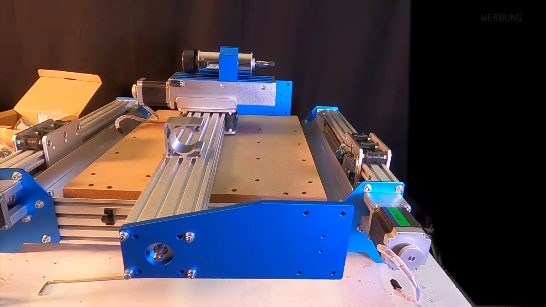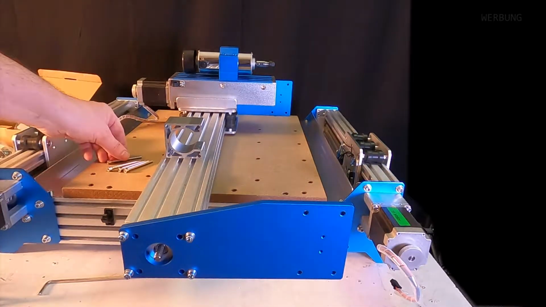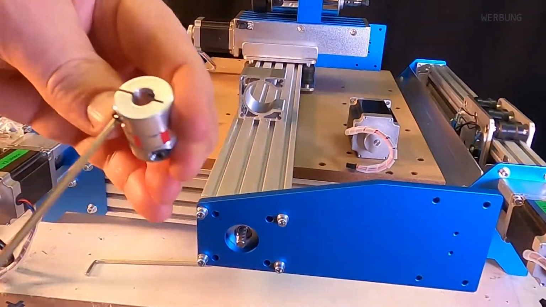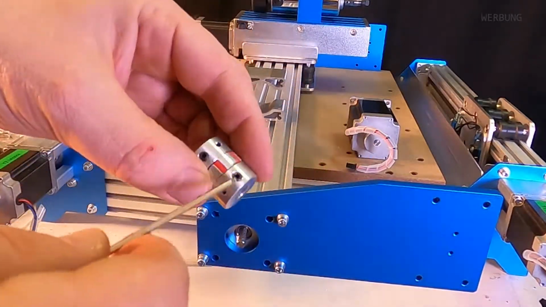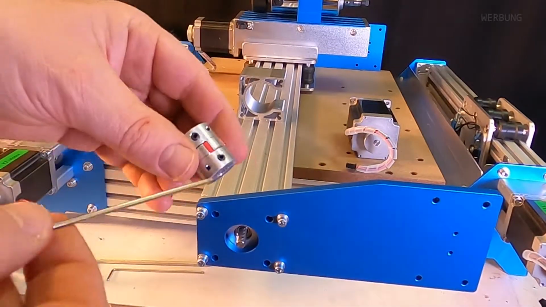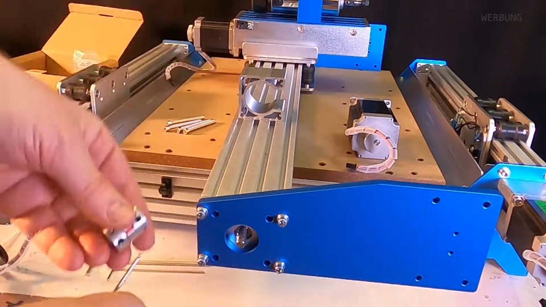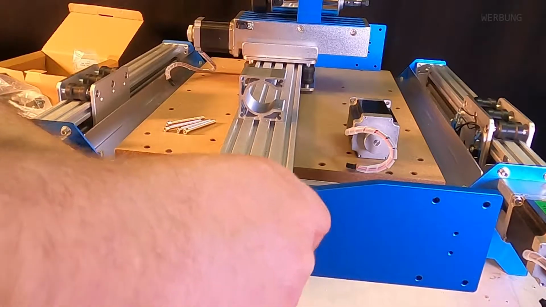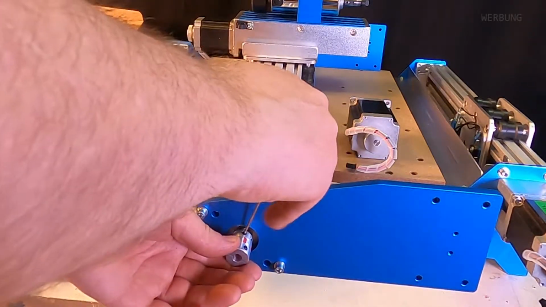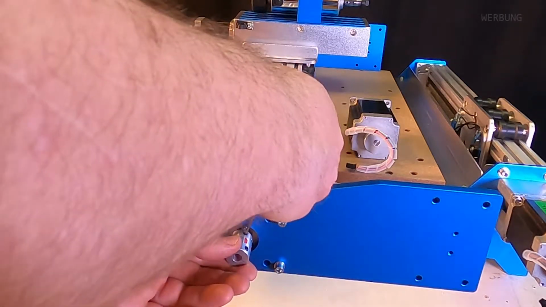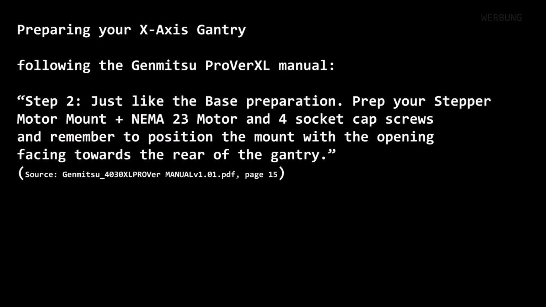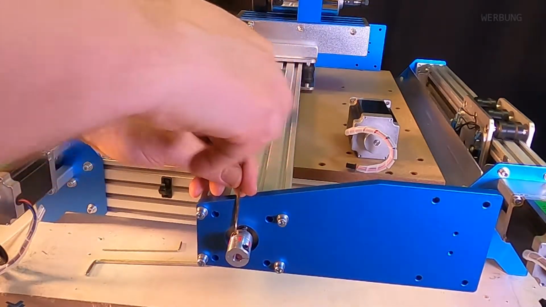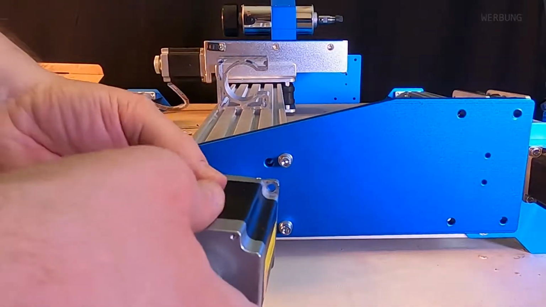Now we need to prepare the x-axis gantry. The first step is to install the coupling, the motor and the motor mount in the same way we did it with the y-axis motors. Start with the flexible coupling and install it on the x-axis spindle. Be sure to loosen the grub screws so that the shaft is fully seated.